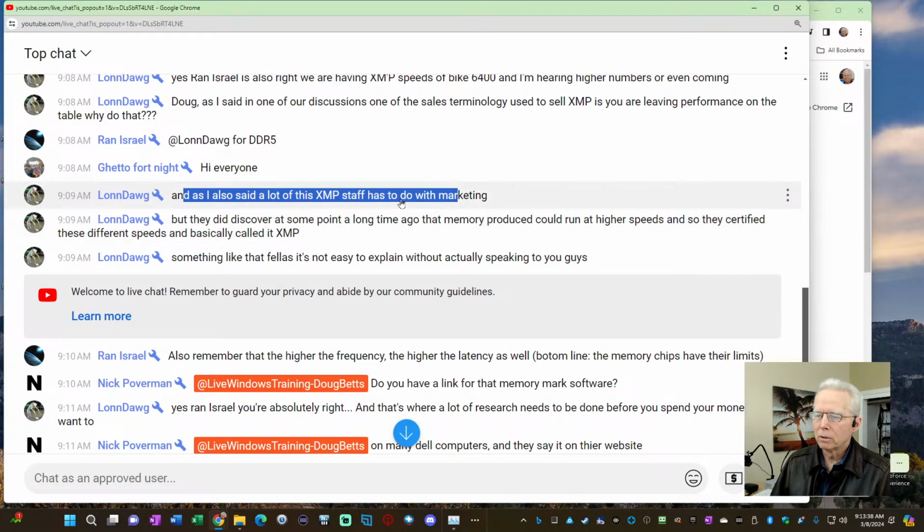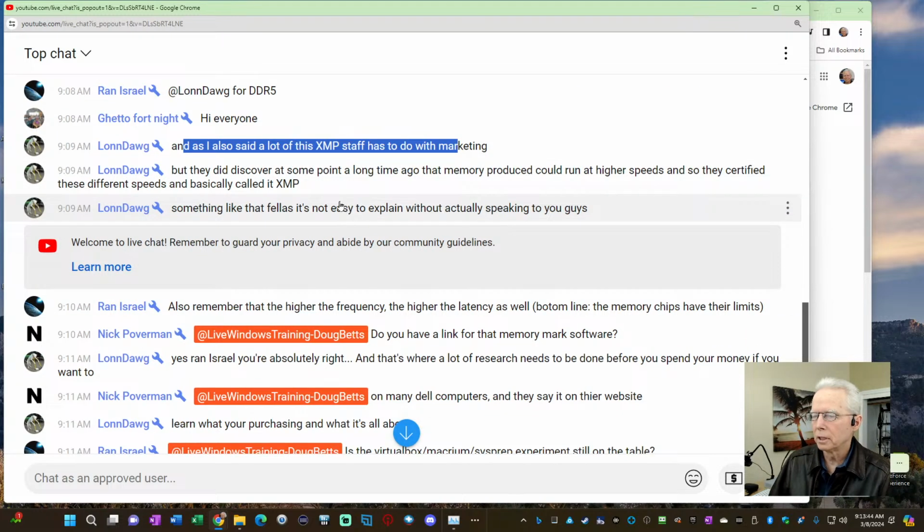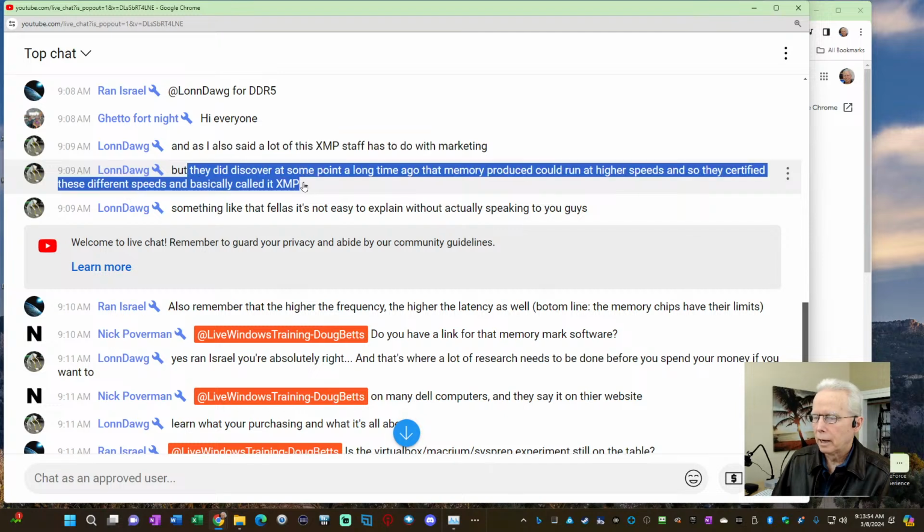Oh man, as I was going deeper into those numbers, it started to feel like politics. It was messy and confusing. They just kept throwing out other numbers, other ratings. Oh, good grief. Marketing, yeah. Memory producers found the memory could run at higher speeds, so they certified these different speeds, basically called it XMP.